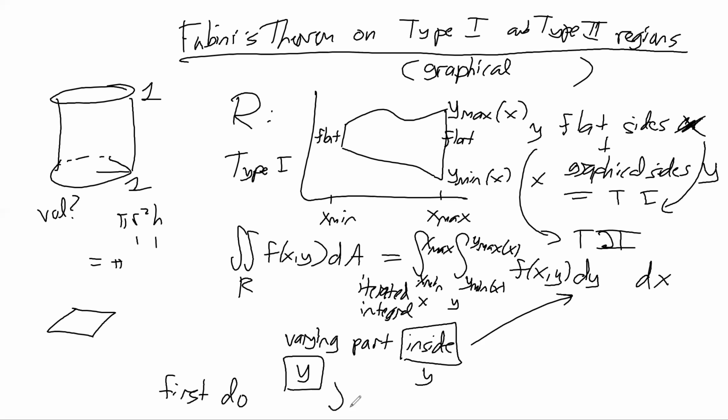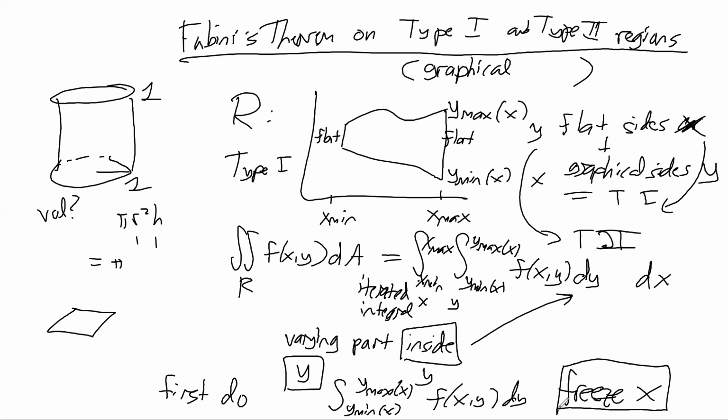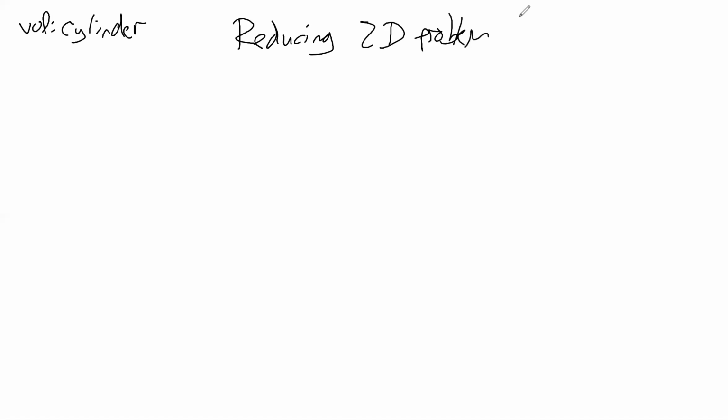First do this integral, and you're going to freeze x. So this is basically saying in our example, so again, if we want to find the volume of the cylinder, this is basically reducing a two-dimensional problem to two 1D problems.